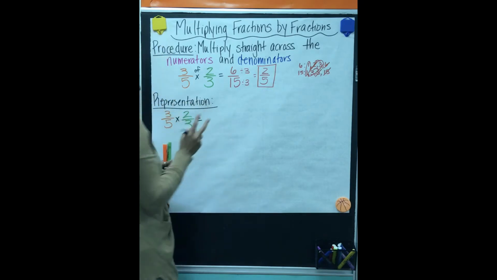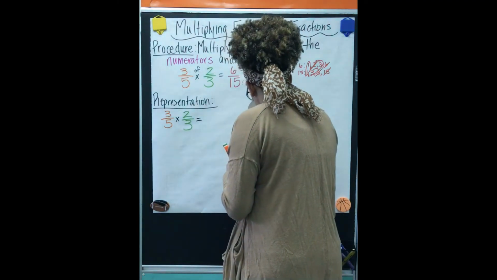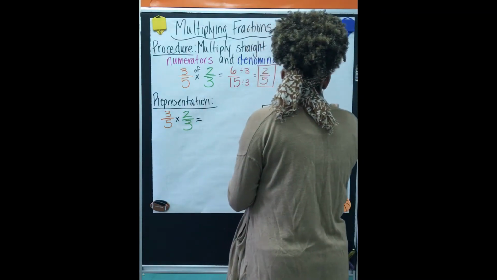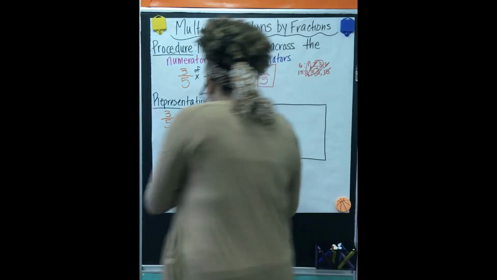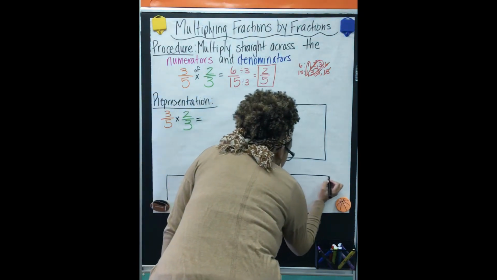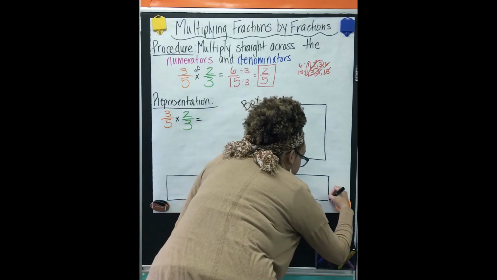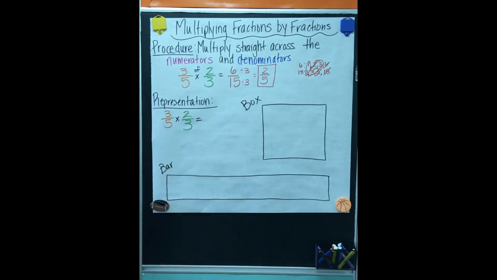And there are two ways to model fraction by fraction. One is the box. And then the other is the bar. The very first one we're going to do is the box model, and we have to use the stuff that we talked about earlier. We have got to think about what we have first.